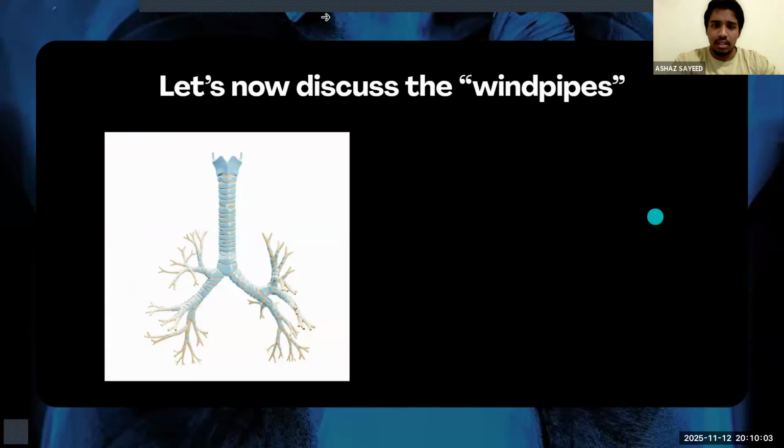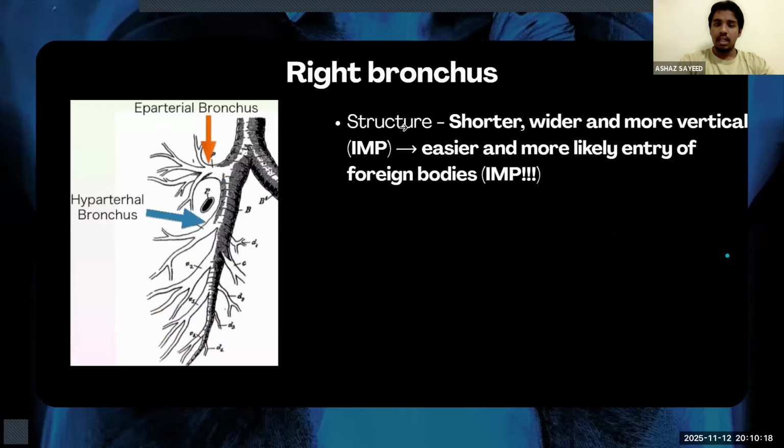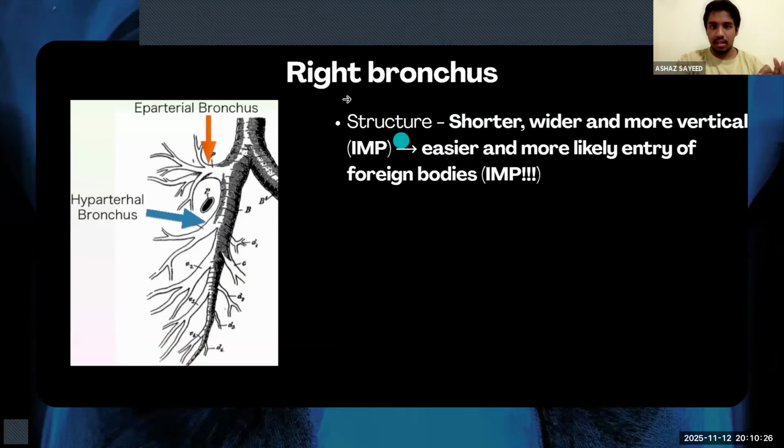Now, let's talk about the right primary bronchus. There's a difference between them. This one right here is going to be the right primary bronchus. This first point for both the right and the left is very, very important. They will ask you a question on this.